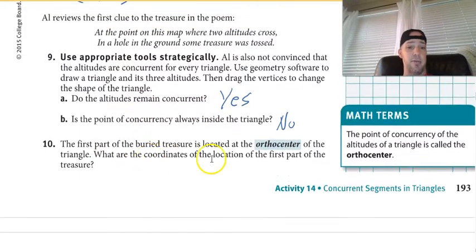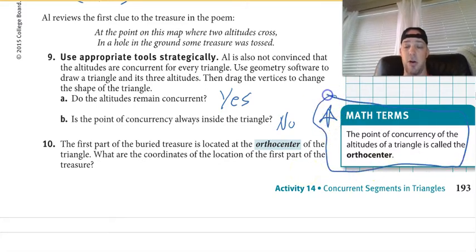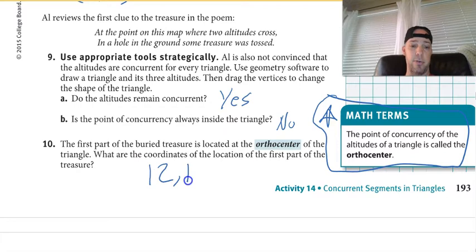So the first part of the buried treasure was located at the orthocenter. This is the name of the point of concurrency of three altitudes. This is an important vocabulary word. You need to know what an altitude is, and on a triangle, three altitudes meet at an orthocenter. What are the coordinates we came up with? (12, 12).